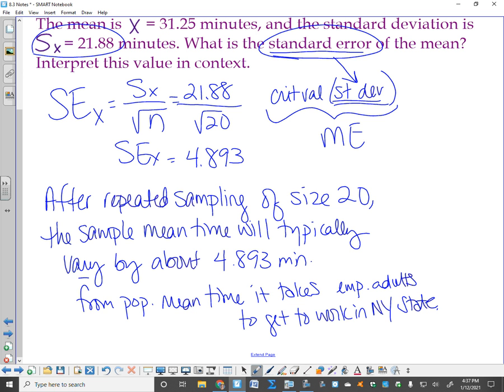Now, all this is just from the problem. It's that top part, those first 3 lines. After repeated sampling of size 20, rubber stamp it. The sample mean time will typically vary, will typically be off by about whatever you got. Units of measurement, because these are means, not proportions. From the population mean time it takes employed adults to get to work in New York State. I don't know why people struggle with that sentence, but they do. I mean, royally struggle with it. So lock that in. Make sure you're good.